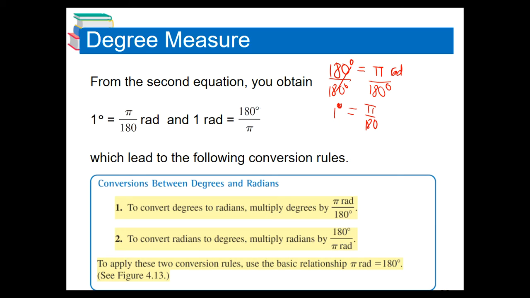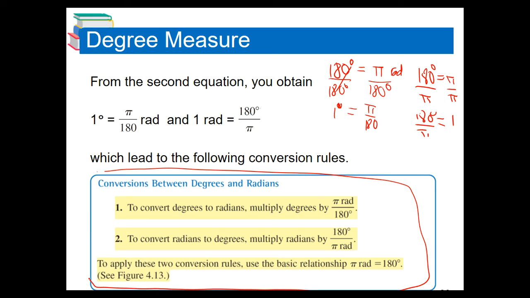And if I went the other way, if I had 180 degrees equals pi radians, and I divided both sides by pi, I would have 1 equals 180 degrees over pi. 1 radian equals 180 degrees over pi. 1 degree equals pi over 180. And this is what leads us to how we convert from one to the other. All right, to convert degrees to radians, multiply degrees by pi over 180 degrees.